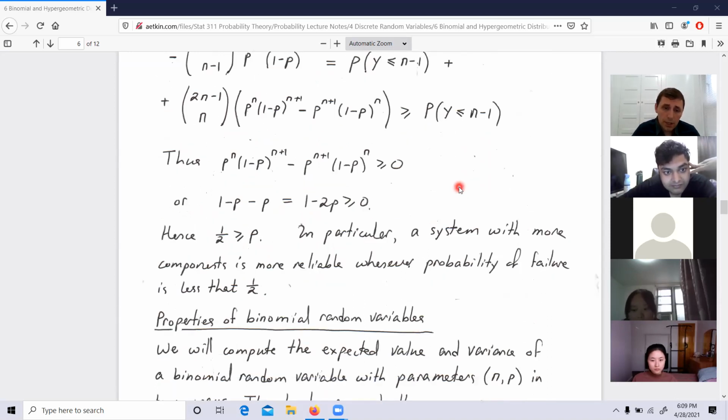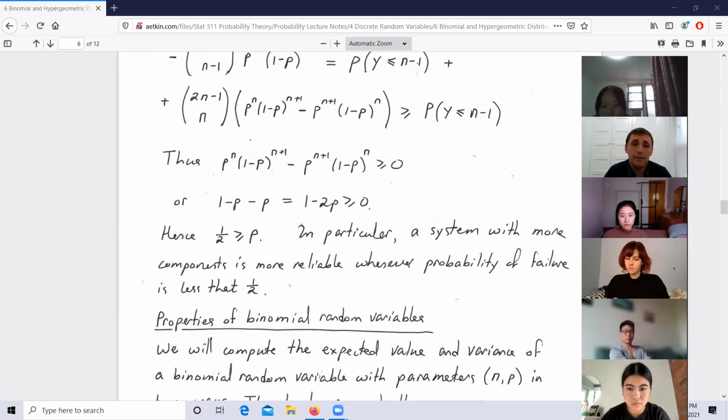So what does it mean? It means a system with more components is reliable when the probability of failure for those components is less than 1/2. Okay, so 1/2 is the point. You want to have more components if the probability that each component fails is less than 1/2. If the probability that each component fails is more than 1/2, you want to have fewer. That's what this is saying.